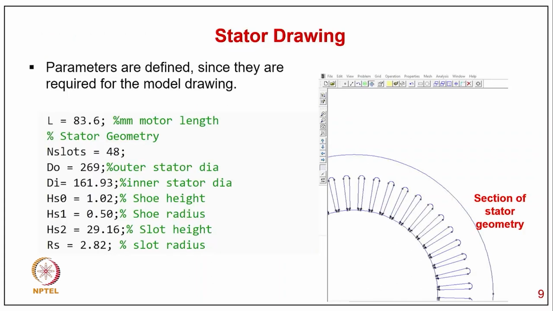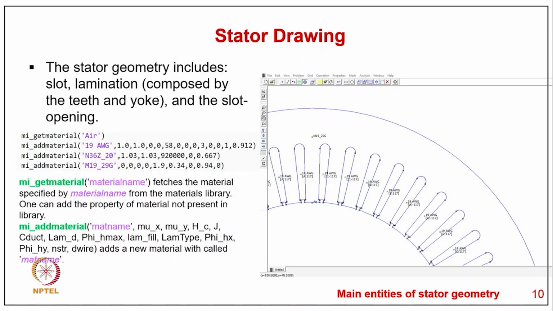Coming to the stator drawing, parameters are defined since they are required for the model drawing, and you can see how the section of stator geometry looks, with L equal to 83.6, N slots 48, DO 269, DI 161.93, HS0 1.02, HS1 0.5, HS2 29.16 and RS 2.82. The stator geometry includes slot laminations composed of the teeth and yoke and the slot opening.